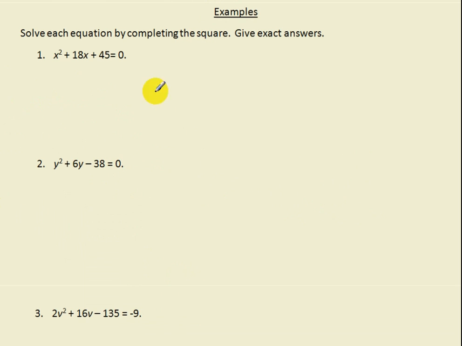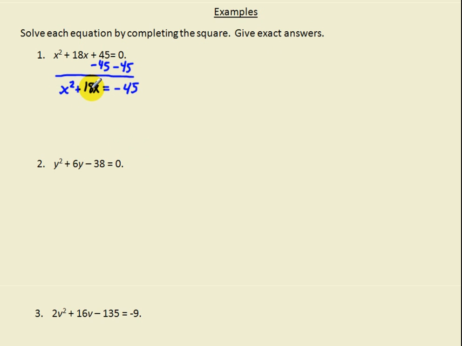Okay, let's look at some examples. Solve each equation by completing the square and give exact answers. That means we could have some radicals or possibly some fractions involved. So first of all, we want x squared and x by itself, so we're going to subtract 45 from each side. And we end up with x squared plus 18x is equal to negative 45.